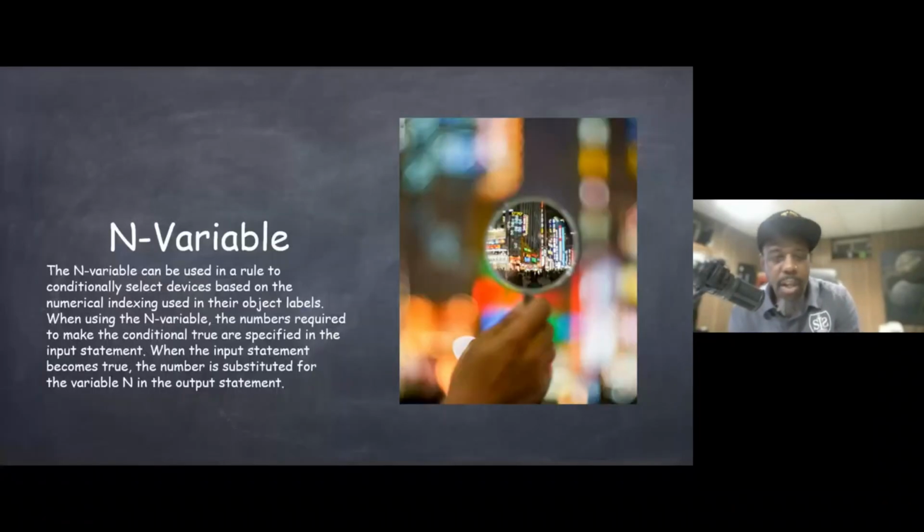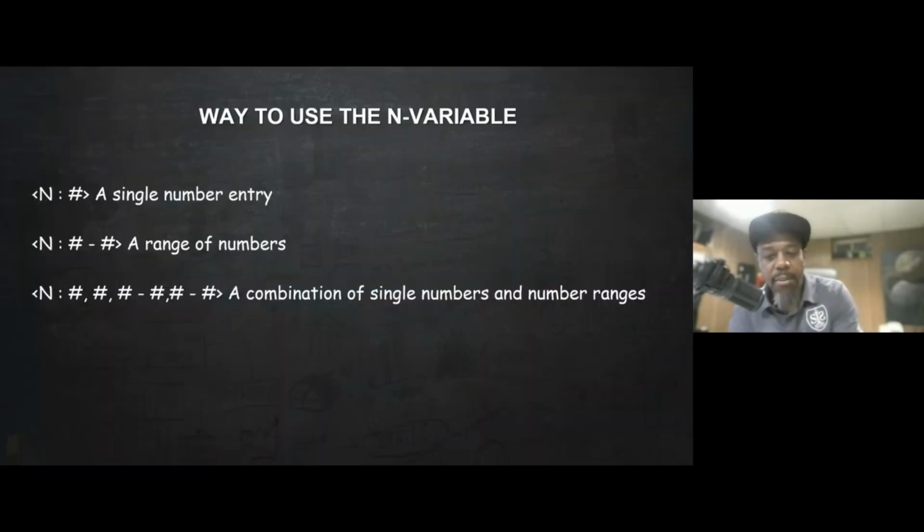So we're going to be using the n variable. What is the n variable? The n variable can be used in a rule to conditionally select devices based on a numerical index used in their object label. When using the n variable, the numbers required to make the conditional true are specified on the input side. When the input statement becomes true, the number that is substituted for the variable on the output side also activates. So here are some ways you can use the n variable.